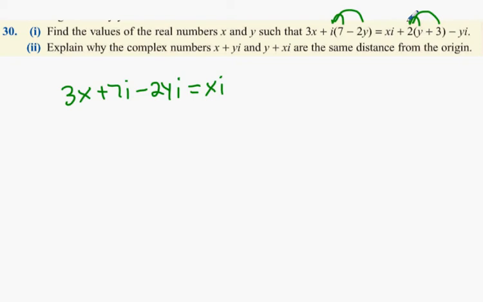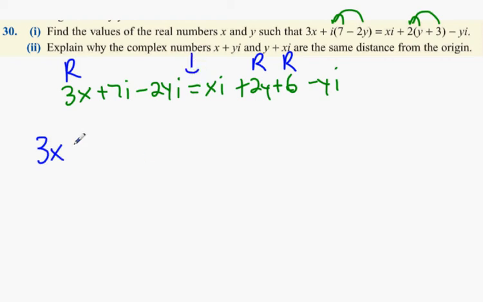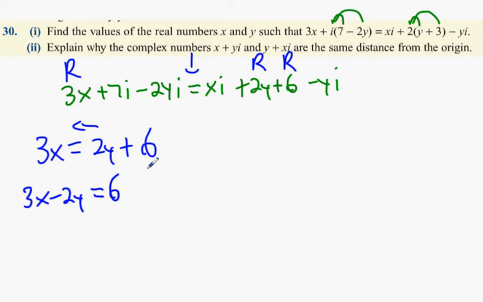xi, and after xi, 2y plus 6 minus yi. Class, tell me how can you make two equations out of this? Real, real, and real. So there's three real parts, and remember the location of the equal sign. 3x equals 2y plus 6. Bring the 2y over to your side. 3x minus 2y equals 6. Everybody happy with that? What about the next equation?